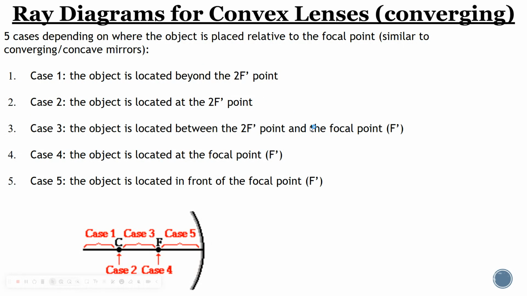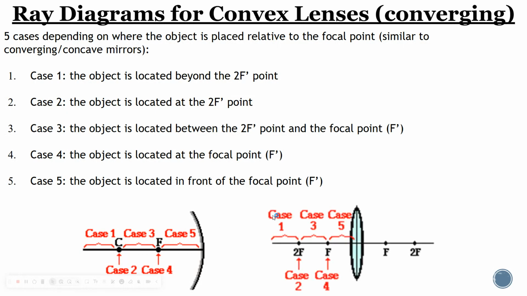For each of those cases, you should know how to draw ray diagrams. You should be able to reasonably predict where your image would end up based on those cases. It's very similar to the cases we saw for concave mirrors. Just this time, our images might be on opposite sides of the lens more often than not.